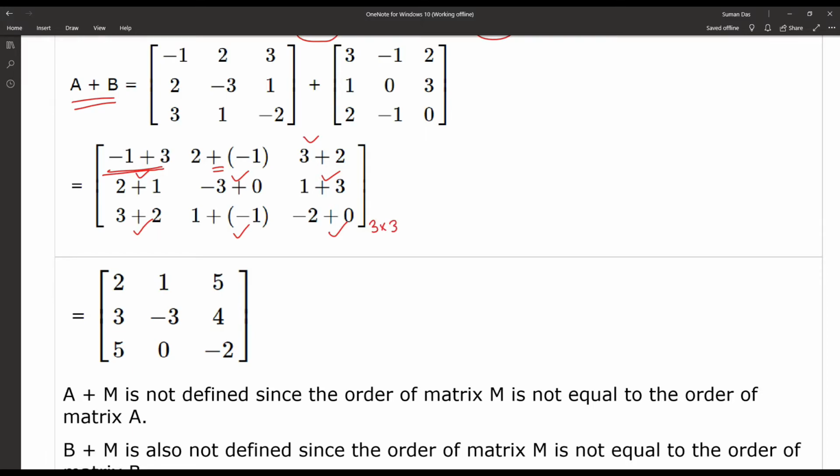Now after addition of the elements, we get the result as 2, 1, 5, 3, minus 3, 4, 5, 0, minus 2. Suppose we are writing it with the name C, then the element 2 is particularly C11. The 1 is C12. The 5 is C13. In that way.